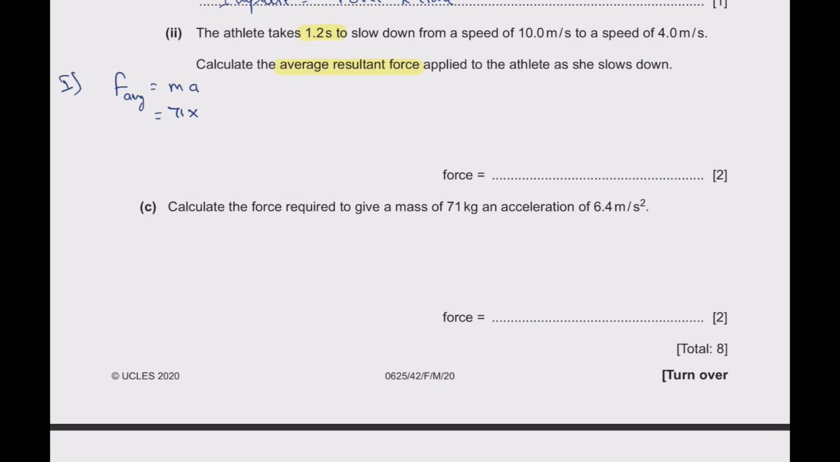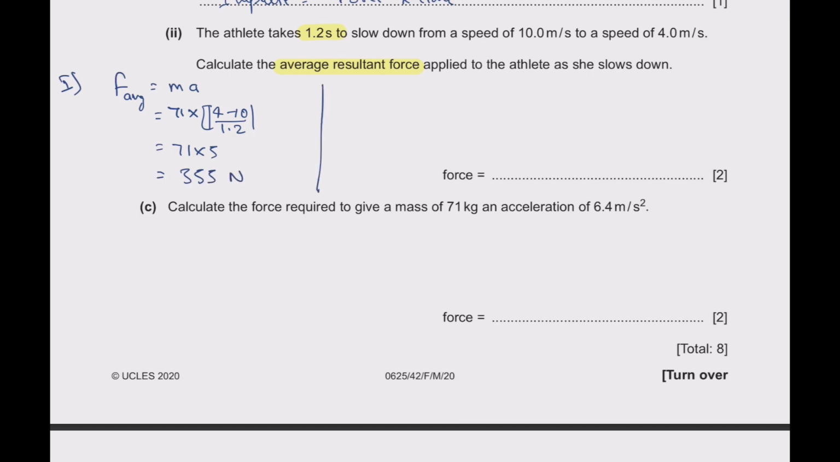Acceleration we can easily calculate by final minus initial, and we have to take the mod. So 4 minus 10 upon time, which is 1.2. That is your acceleration, and it comes out to be 6 upon 1.2, that is 60 upon 12, which is 5. So you get 71 into 5, which is equal to 355 Newton.